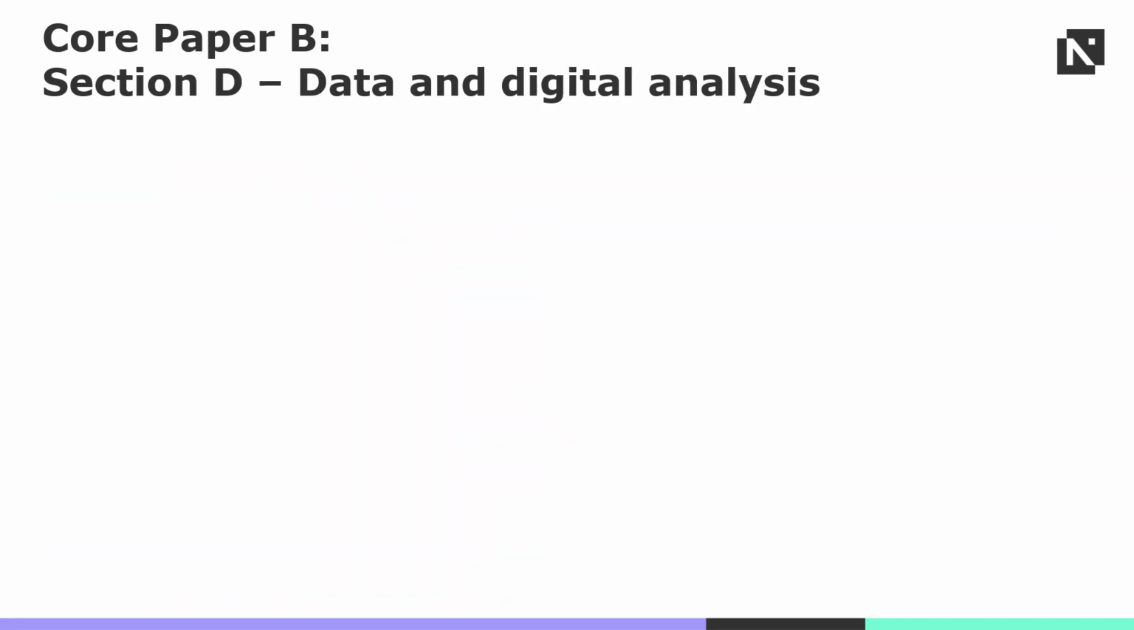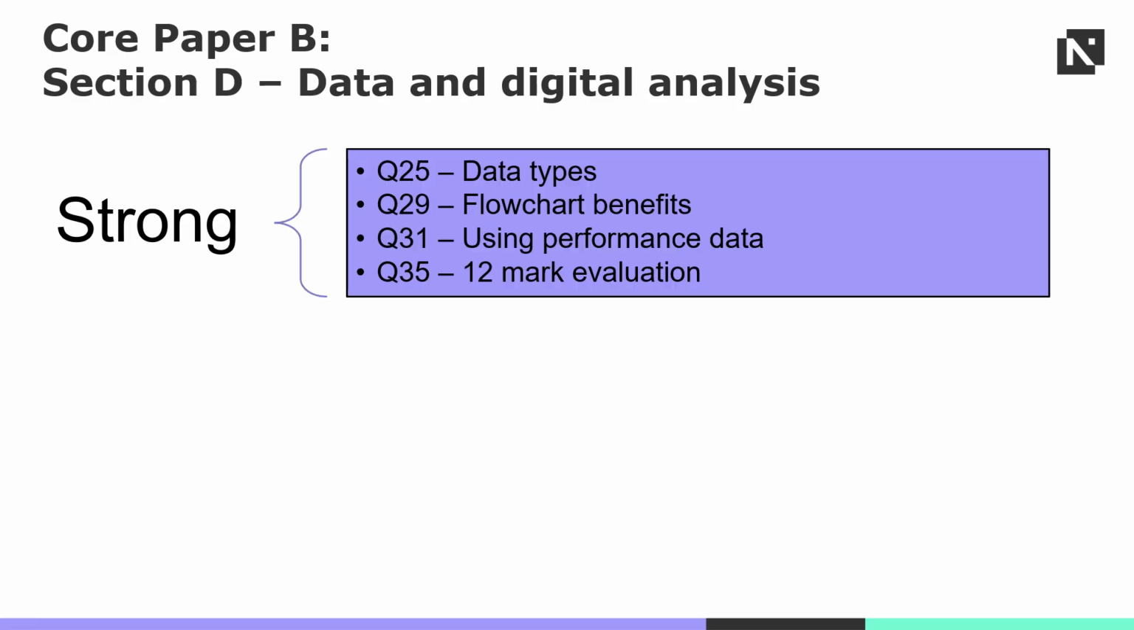And finally, we'll look at Core Paper B Section D, the data and digital analysis. So in terms of strengths, the questions where practical applications were required, which were questions 25, 29, 31 and 35. On these questions, many students achieved full marks where the task was clearly linked to the scenario and to the explanation required. So content here included identifying common data types, flowchart benefits, and using performance data to inform improvement. There was also strong reasoning on the 12-mark information systems evaluation question.